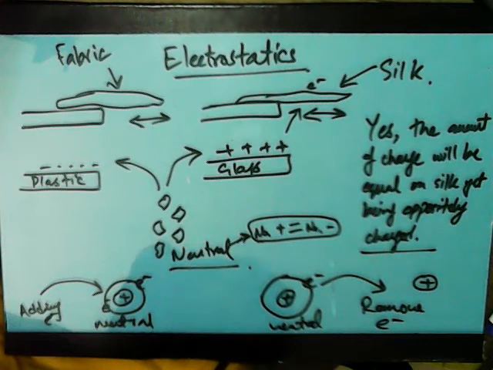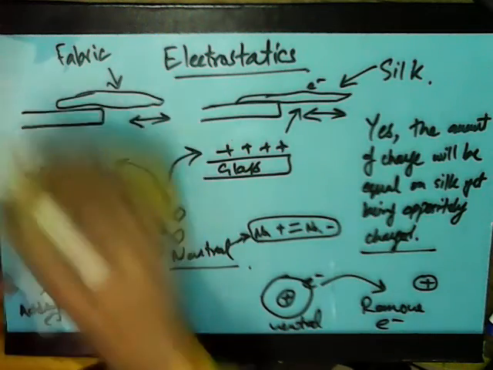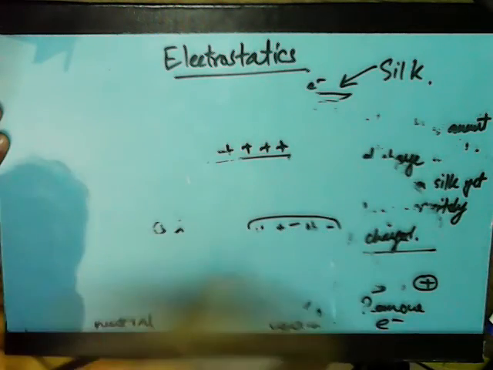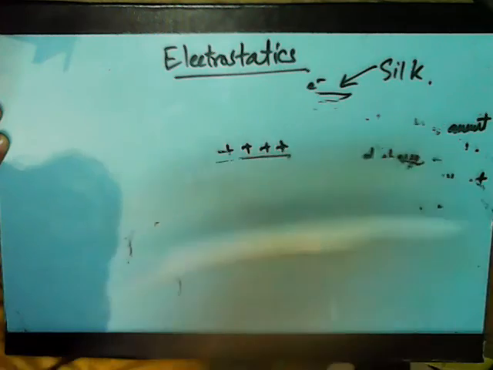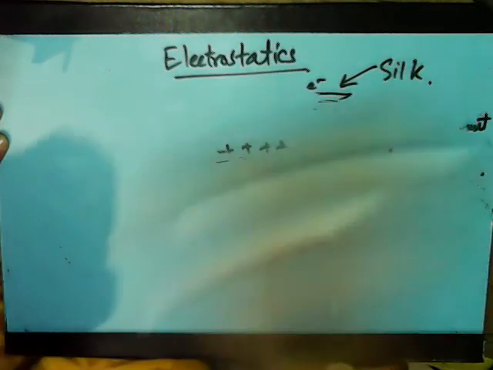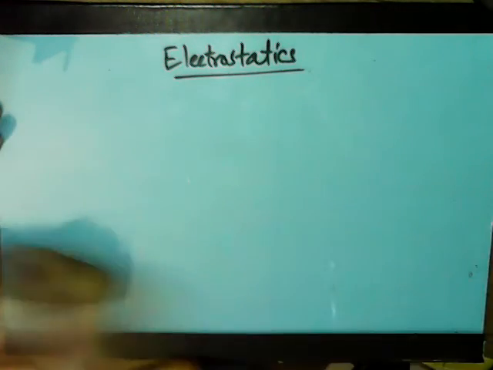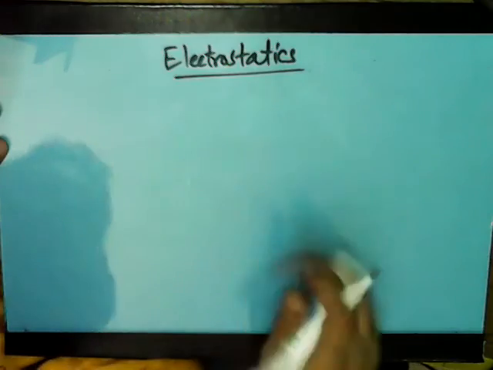Now moving on to the second. What would happen if a neutral glass rod is brought near a positively charged glass rod? Okay, now this is fun. We want to understand what a charged surface can do to a neutral surface, right? What will happen? Let's see.